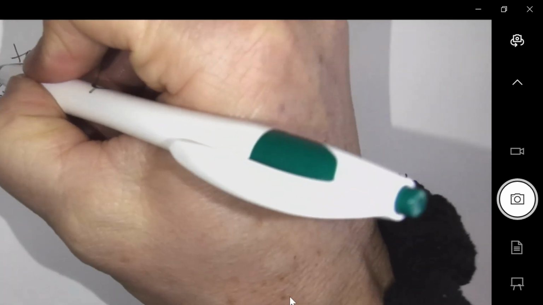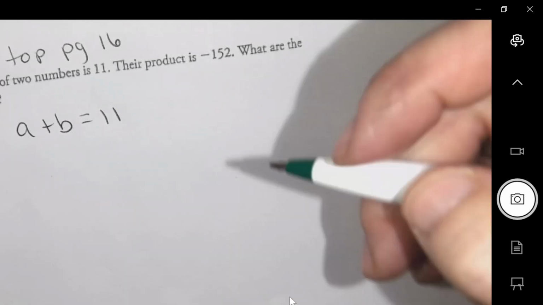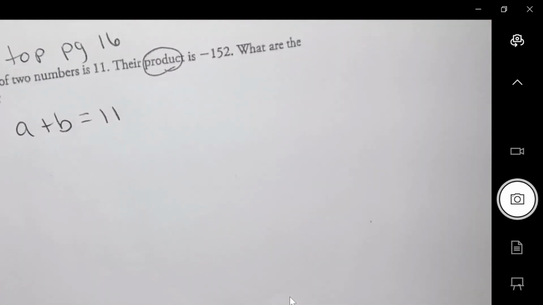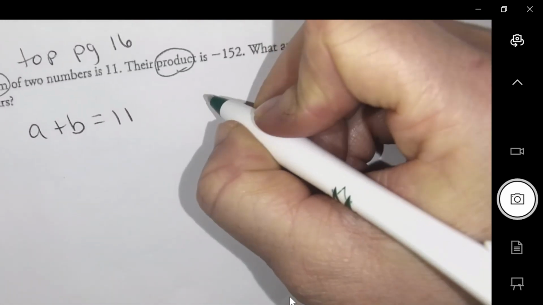What does the word sum mean? Add. A plus B is 11. Their product is negative 152. What does product mean? Times.